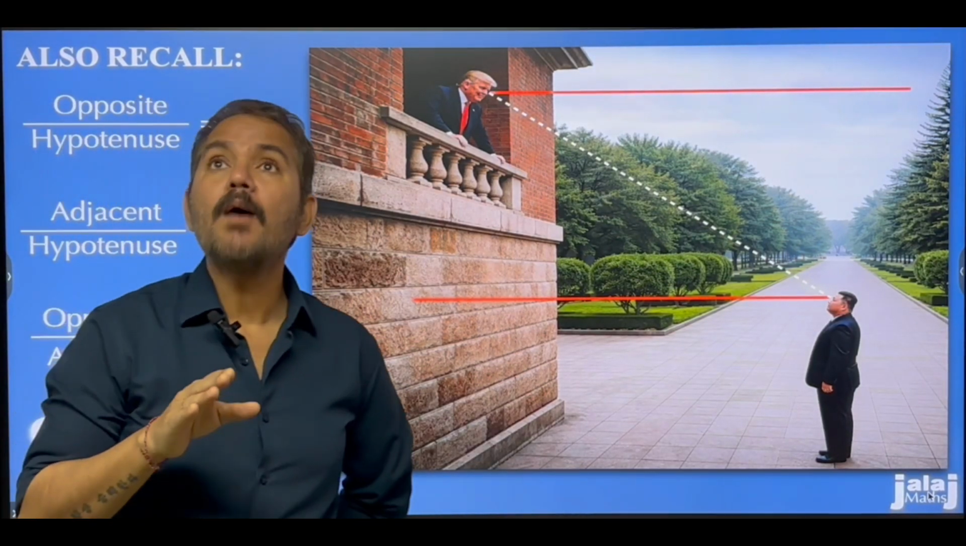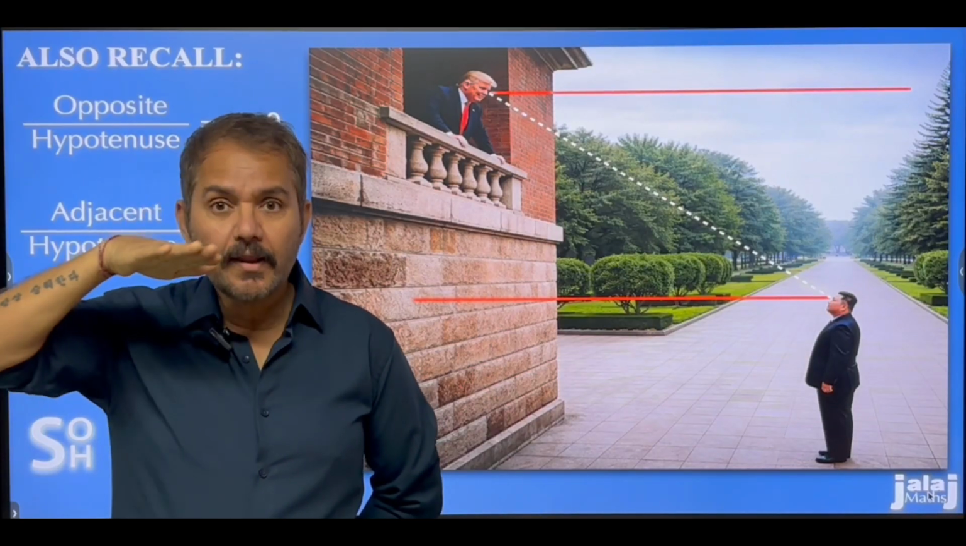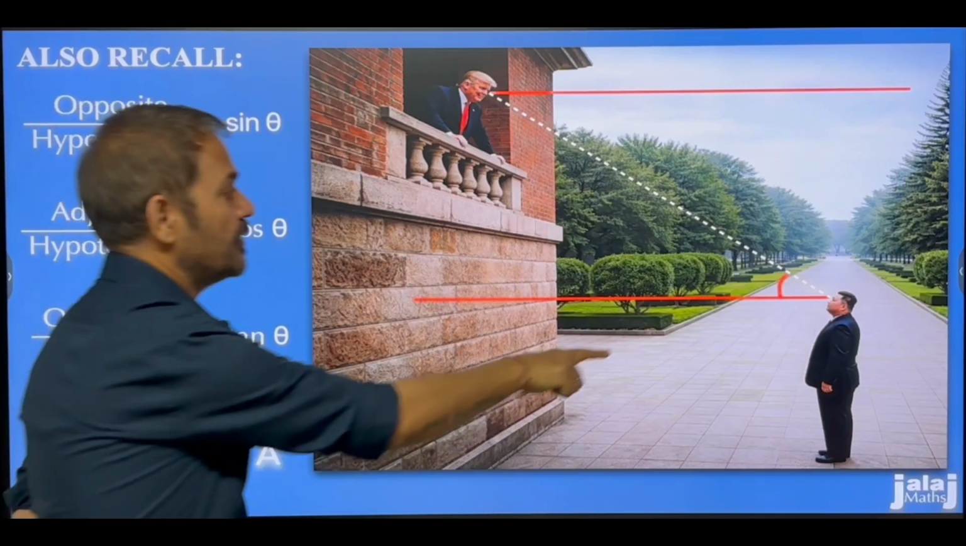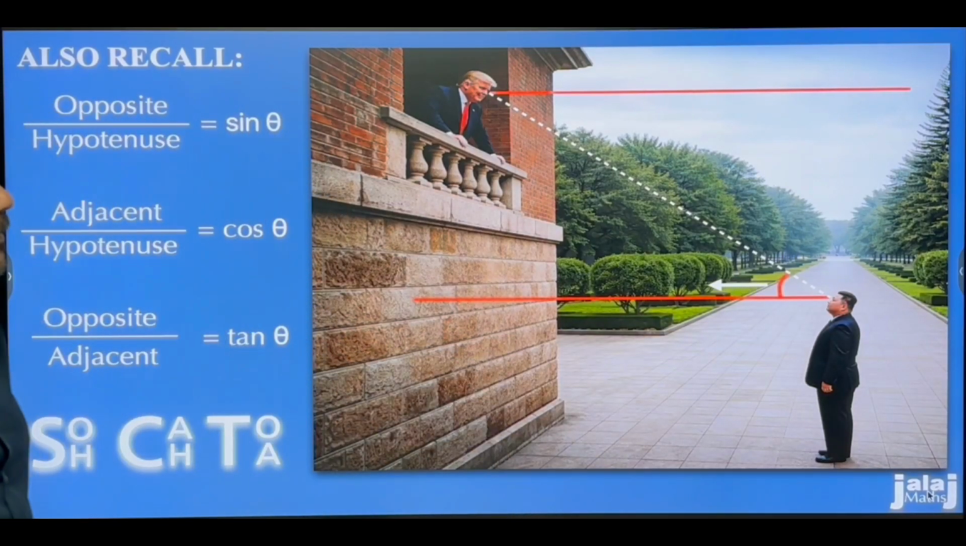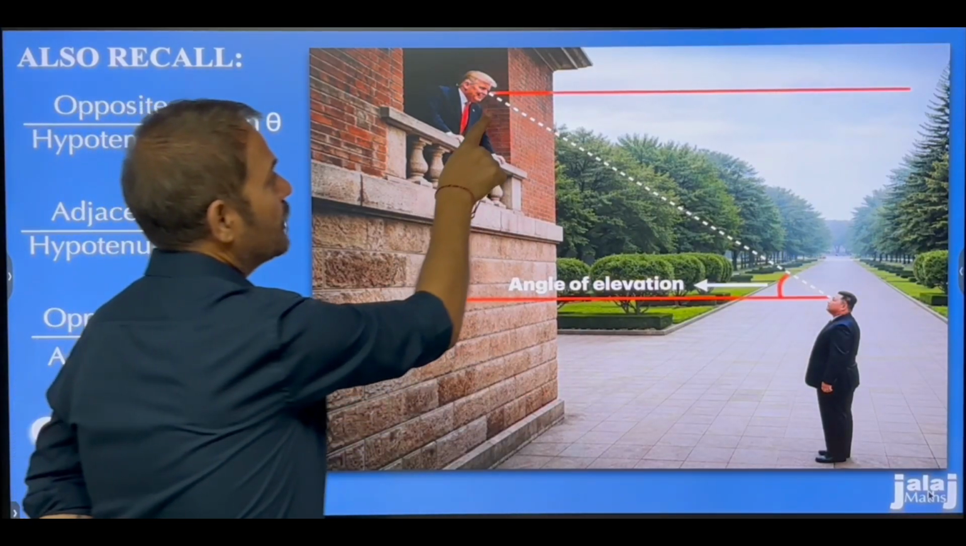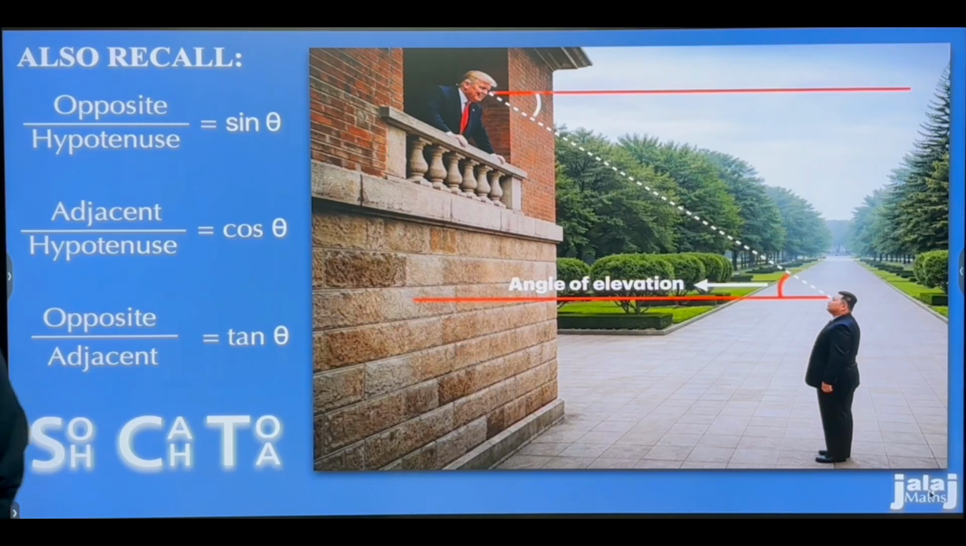So when you look upward, the angle made with your eyesight and the horizontal line is called angle of elevation. In this case, this will be your angle of elevation. If you're looking down, then the angle made with the line of sight and the horizontal line is called angle of depression.